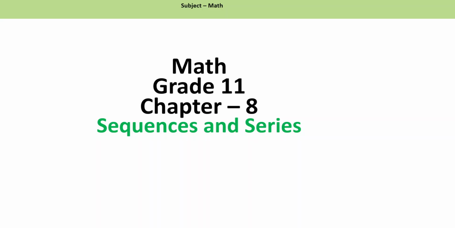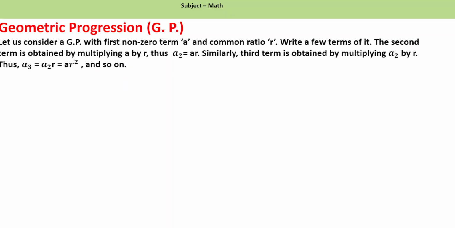Good morning all. Let's continue with the maths, grade 11, chapter 8, chapter name sequences and series. Today we are going to learn geometric progression. Let us consider a geometric progression with first non-zero term as a and the common ratio as r.